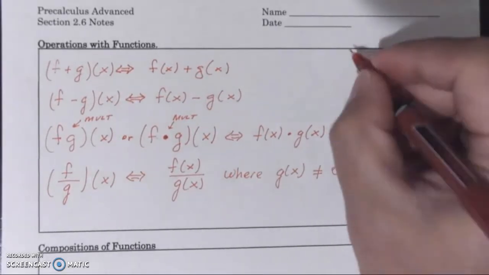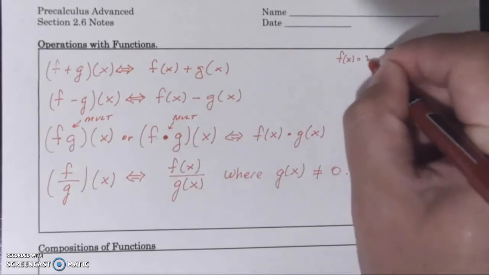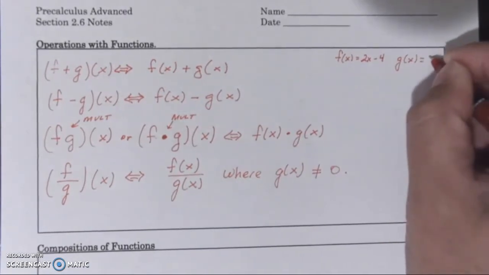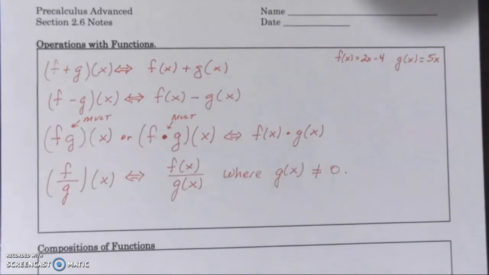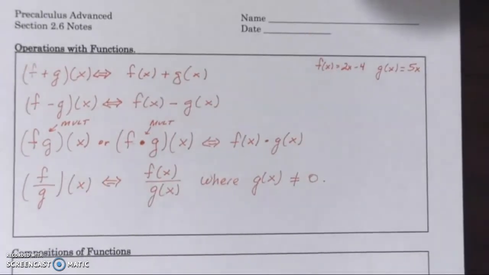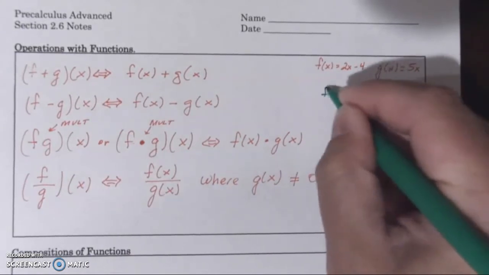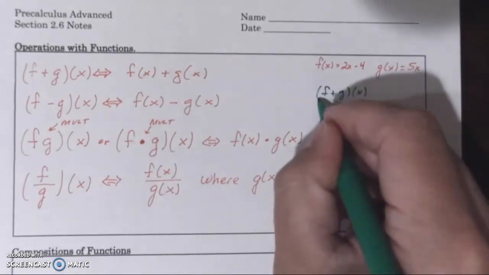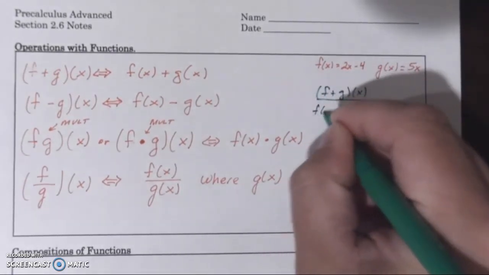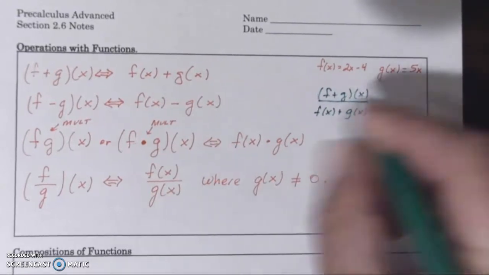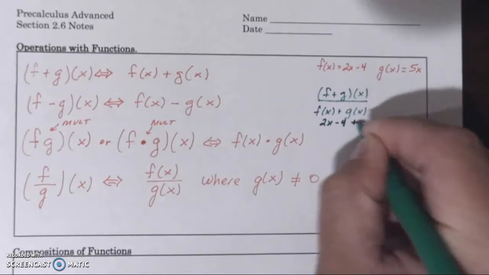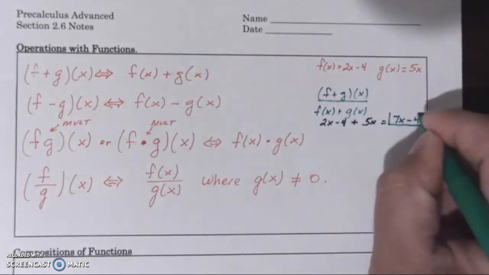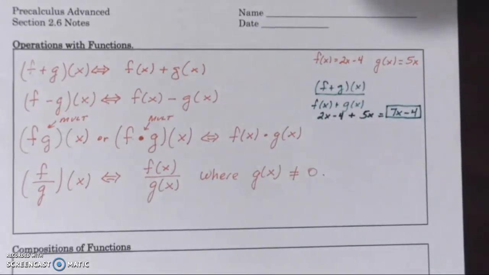Quick example here: if we had something like f of x equals 2x minus 4, and g of x equaled, I don't know, 5x, we could do all of these operations. We could do something like f plus g of x. If we were to do f plus g of x here, then it would be f of x plus g of x, which would be 2x minus 4 plus 5x, and we always want to simplify, in this case, to 7x minus 4.